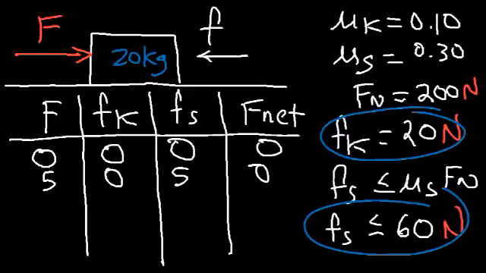The reason why it's so hard to get it started is because static friction is usually greater than kinetic friction. So it takes a lot of force to get it moving. But once you get it moving, kinetic friction takes over and it's easier to keep it moving.